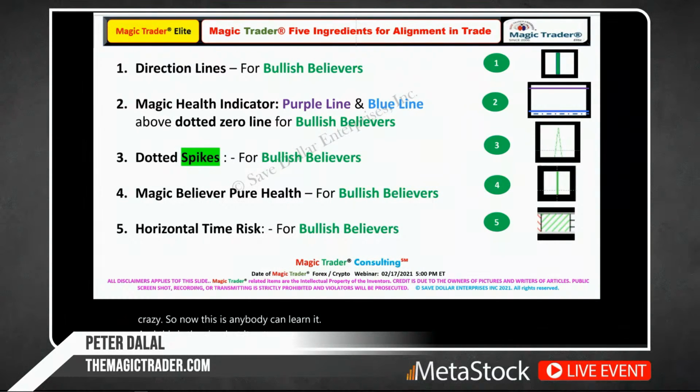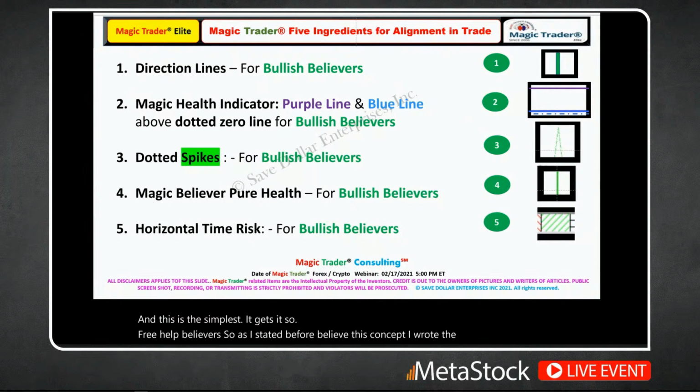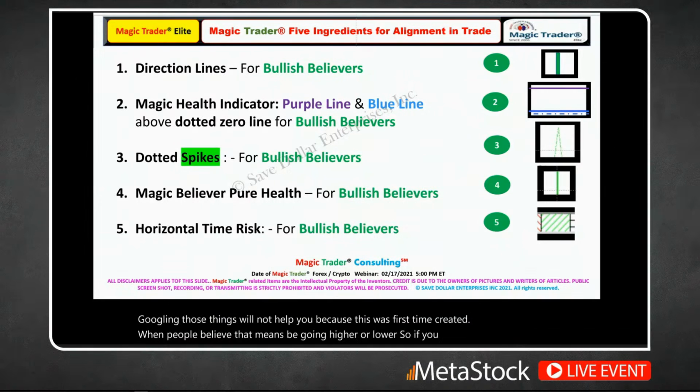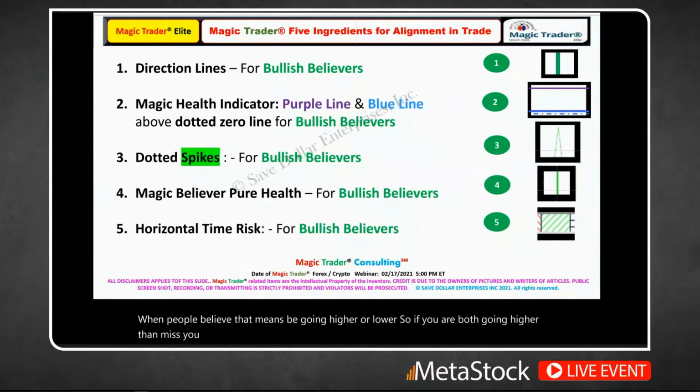So we have believers. As I stated before, the believeness concept, I wrote the definition, but Googling those things will not help you because this was created for the first time. So when people believe, that means they're going higher or lower. If you are going higher, then you're believing you're going higher, right? And the same thing applies to the opposite. So when bullish believers are ready to pull the trigger, right?